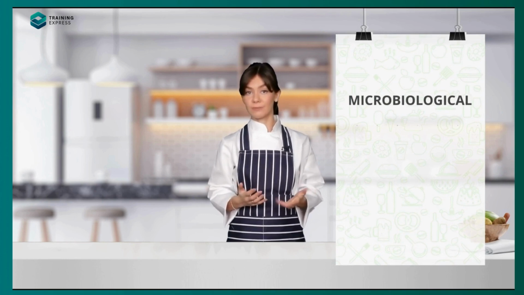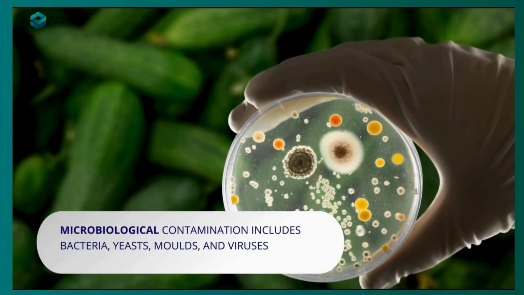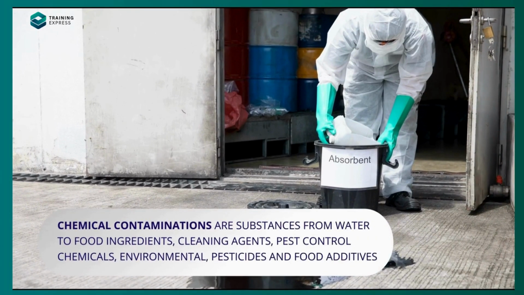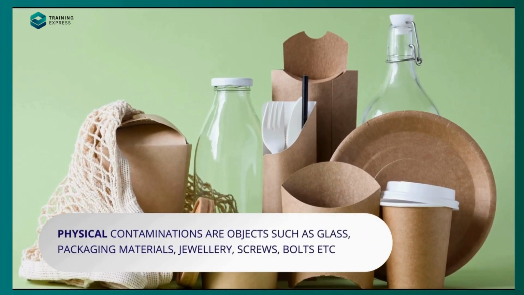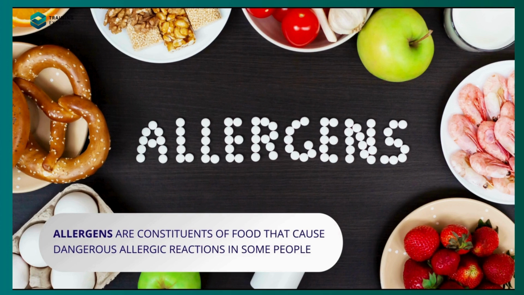Now, let's talk about the types of contamination. There are mainly 4 types of contamination: microbiological, chemical, physical, allergens. Microbiological contamination includes bacteria, yeasts, molds, and viruses. Chemical contaminations are substances from water to food ingredients, cleaning agents, pest control chemicals, environmental, pesticides, and food additives. Physical contaminations are objects such as glass, packaging materials, jewellery, screws, bolts, etc. Allergens are constituents of food that cause dangerous allergic reactions in some people.